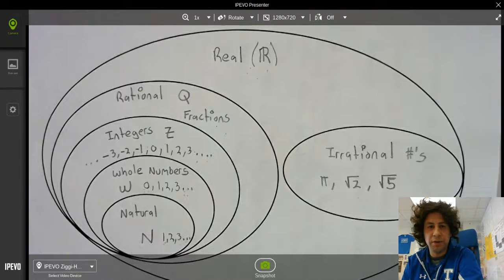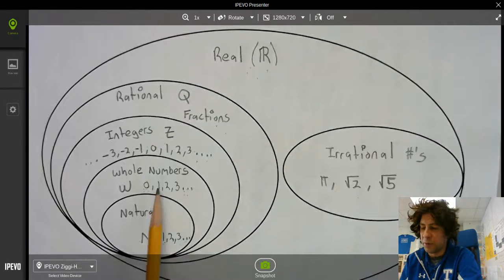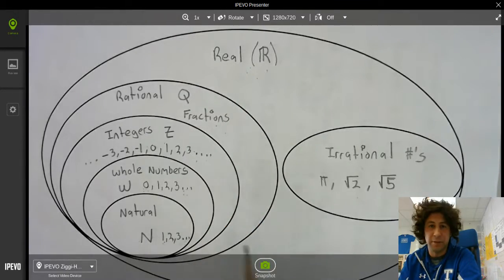So kind of review this, because on your assignment, in the examples, you have to identify: is the answer natural numbers, whole numbers, integers, or rational numbers, or just real numbers, which include any of these?